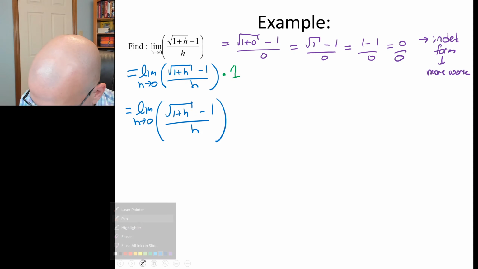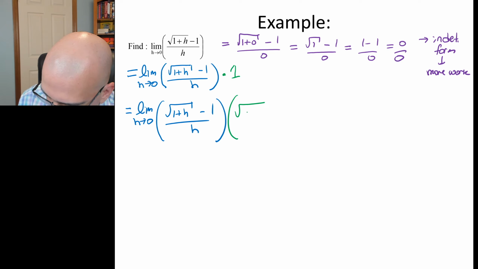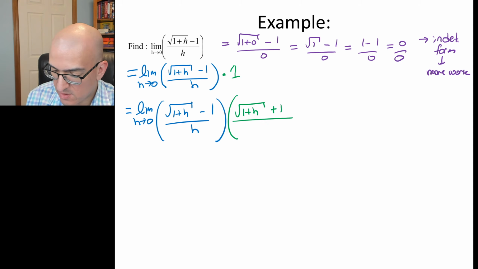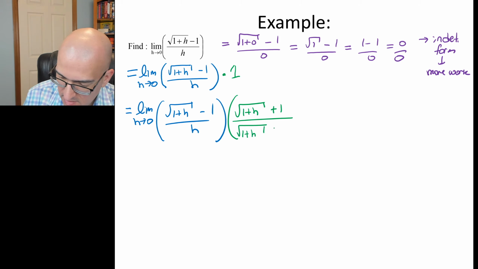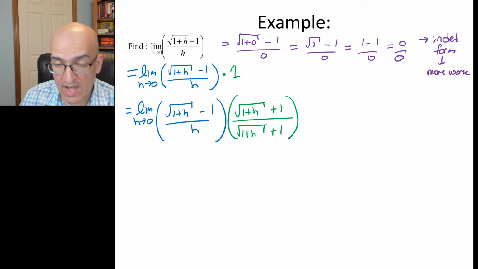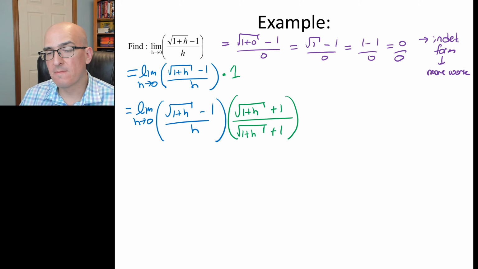So here's the one I'm going to use. I'm going to use the square root of 1 plus h plus 1. But to keep it equal to 1, I have to have the same thing in the denominator. So square root of 1 plus h plus 1. That's 1. Okay, that's 1.